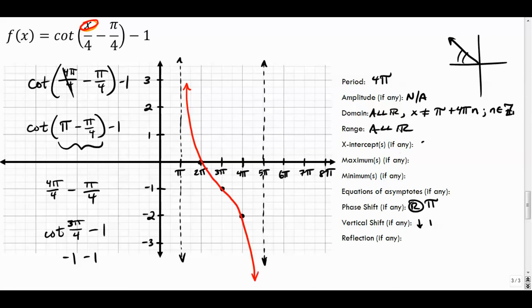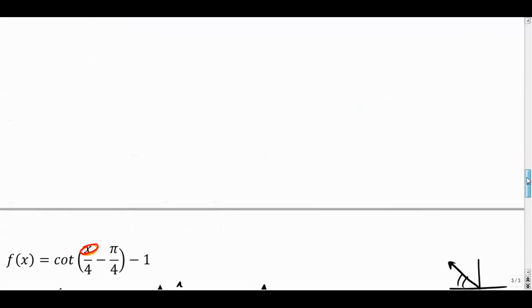X-intercept, you can see right there, was 2 pi, comma 0. No maximum, no minimum. Asymptotes, definitely pi and 5 pi. And this is not reflected. Okay, so I am finished. That wraps up part 3.